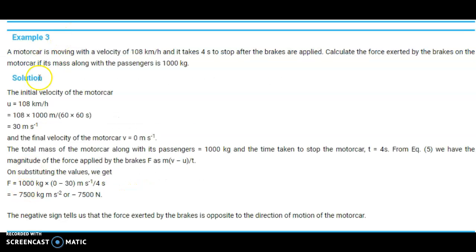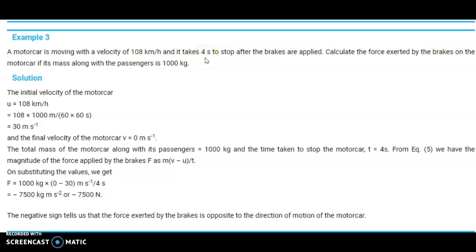So example 3: a motor car is moving with a velocity of 108 km per hour and it takes 4 seconds to stop after the brakes are applied. Calculate the force exerted by the brake on the motor car if its mass along with the passengers is 1000 kg. So mass is given, that is 1000 kg. Initial velocity is given as 108 km per hour and the time is given as 4 seconds.